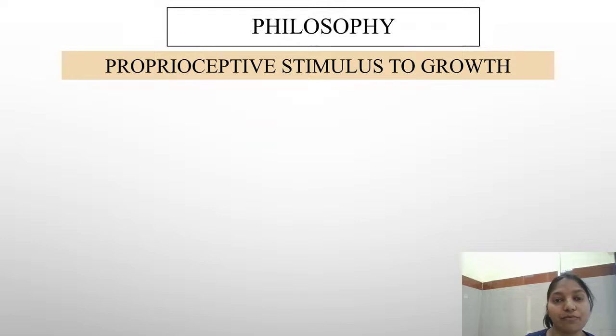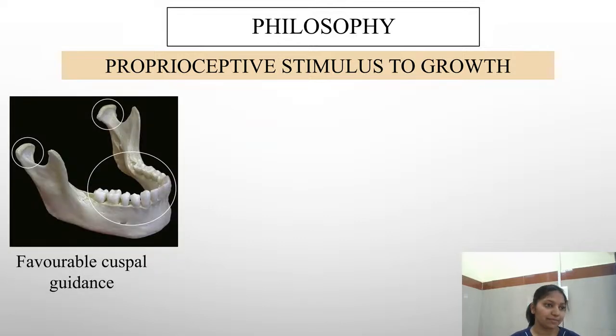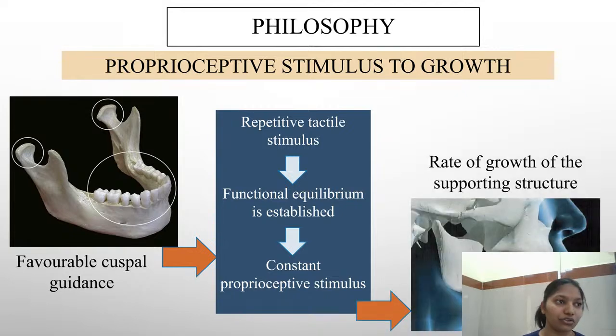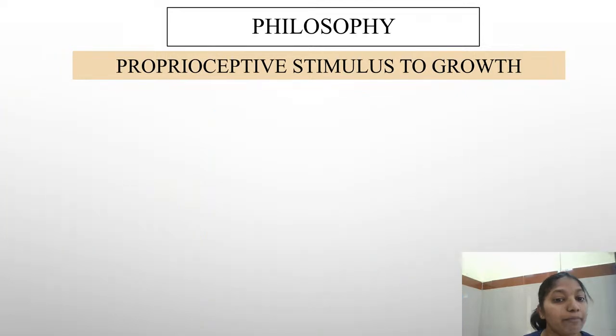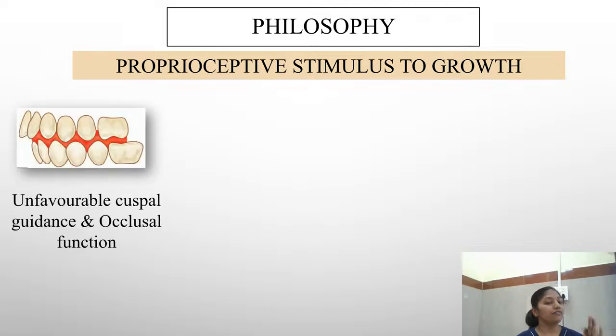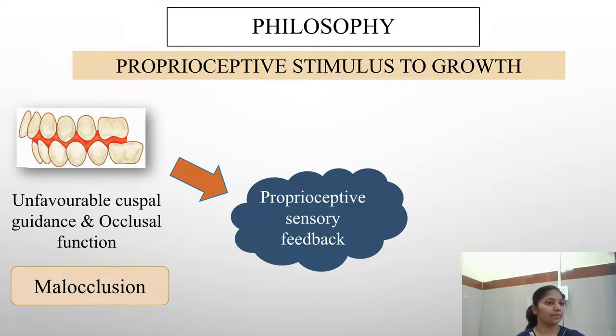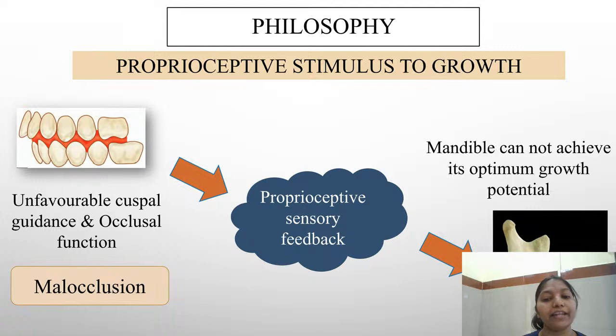Second is the proprioceptive stimulus of growth. If favorable cuspal guidance is there, for example in natural dentition, it produces a repetitive tactile stimulus, and functional equilibrium is established by giving constant proprioceptive stimulus to the dentition, which causes accurate growth of the mandible and the supporting structures. But if there is a malocclusion, there is unfavorable cuspal guidance and unfavorable occlusal forces, which do not lead to the proper proprioceptive stimulus to the mandible, and hence the growth of the mandible is altered.